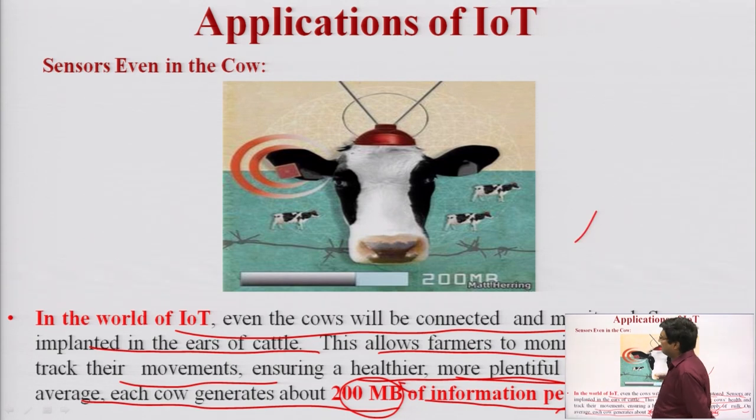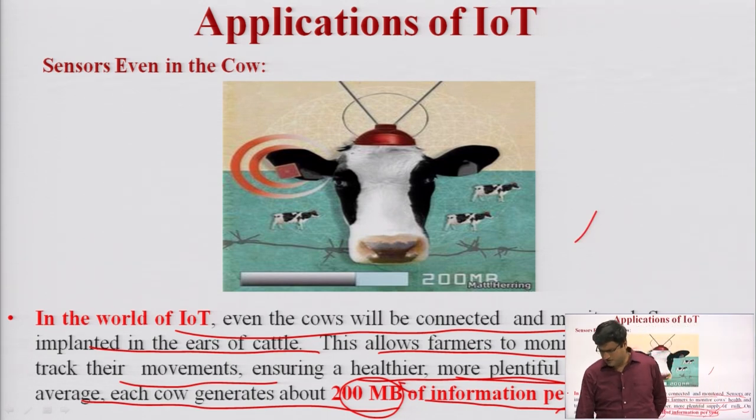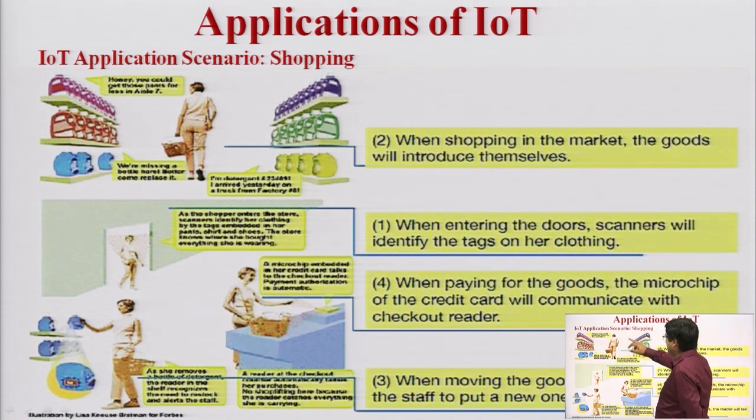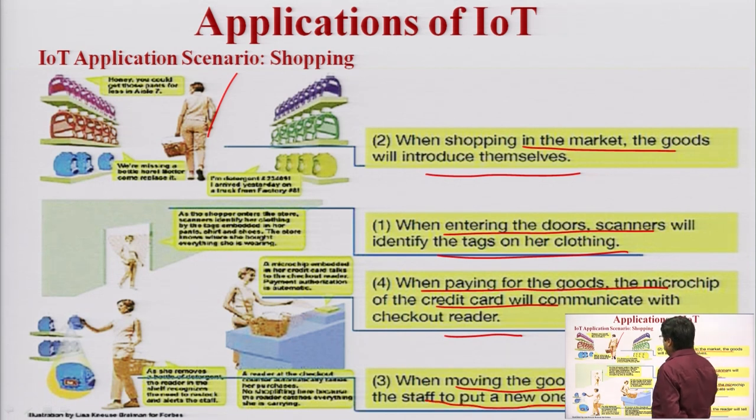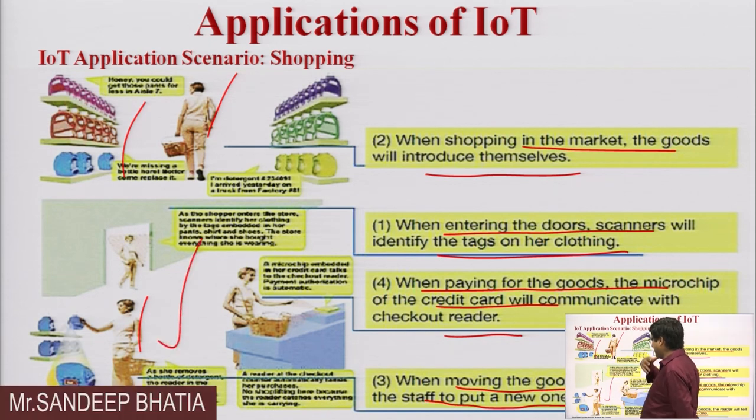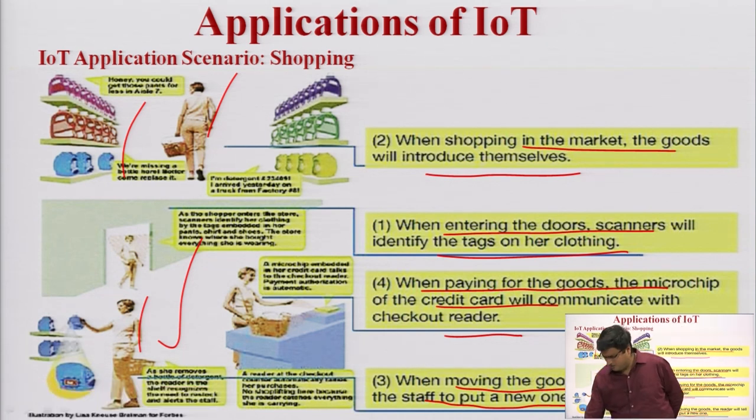So there are various applications of IoT you can use anywhere. In shopping, smart malls, you can use it here. When entering the doors, scanners will identify the tags. When paying for the goods, the microchip of the card will communicate with the checkout. When goods are removed, the reader will tell the staff to put a new one. So all are deployed here. You can use it for shopping, for billing, and for identifying objects. Objects will tell you that they need service. So all are using the IoT concept.